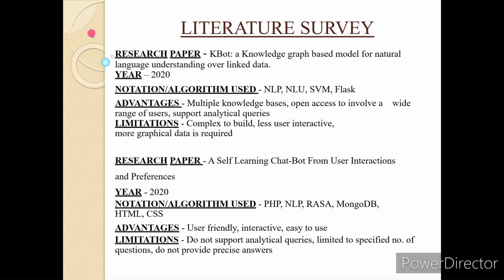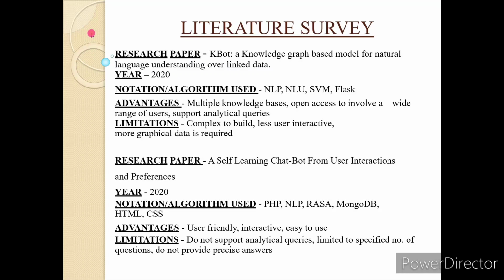Before coming to the proposed method, we have gone through some of the already implemented technologies and research papers. The first one is KBOT, a knowledge graph based model for natural language understanding over linked data. This was proposed in 2020, and the algorithms and technologies used are NLP, NLU, SVM and Flask. The advantage of this method is that multiple knowledge bases are used and open access involves a wide range of users. It also supports analytical queries, but it has some limitations as well: it is complex to build, less user interactive, and more graphical data is required.